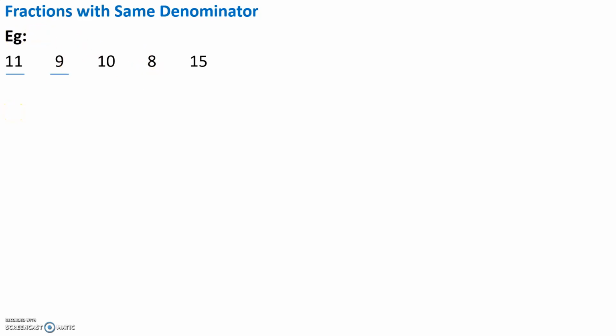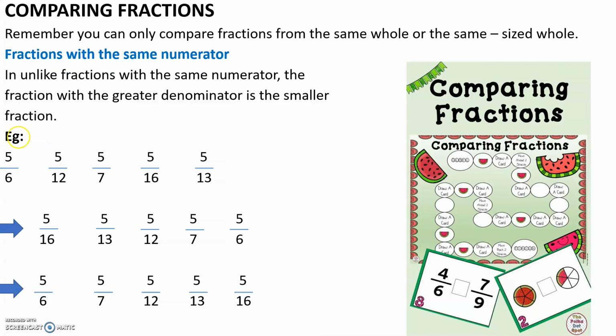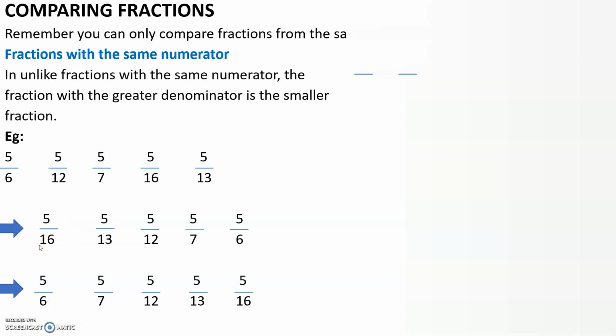The difference is here when the numerators are same. When the numerators are same, the biggest number in the denominator will be the smallest one.